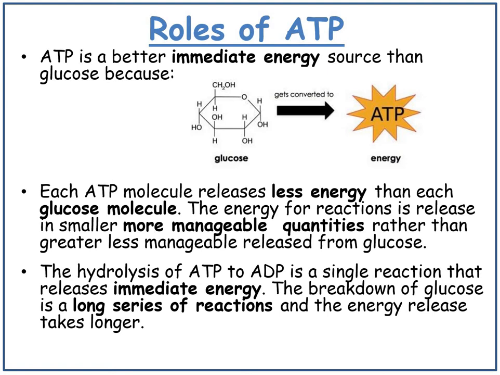ATP is a better immediate energy source than glucose because each ATP molecule releases less energy than each glucose molecule, and the energy for reactions is released in smaller, more manageable quantities rather than greater, less manageable amounts released from glucose. The hydrolysis of ATP to ADP is a single reaction that releases immediate energy. The breakdown of glucose is a long series of reactions and the energy release takes longer.